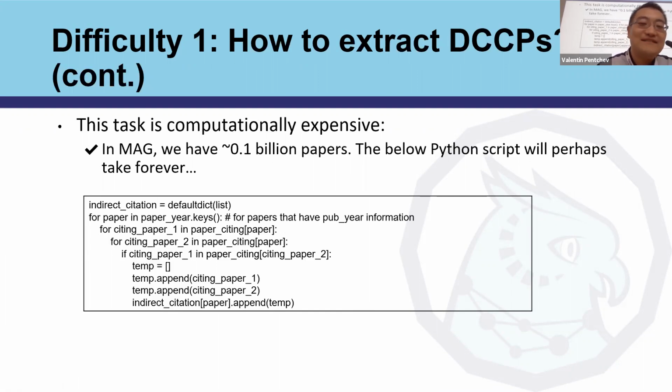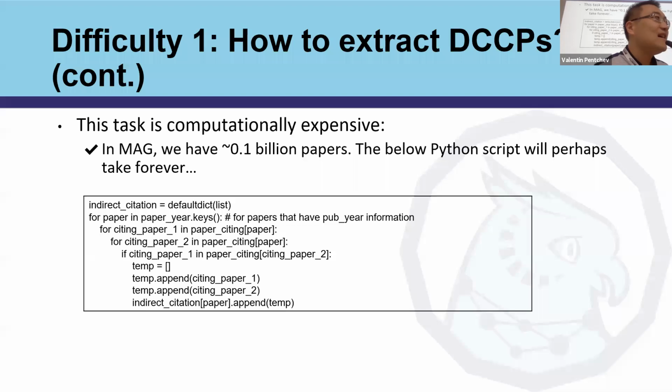Okay, let's look at this Python script. It's very simple. First, I define a defaultdict, which is a Python dictionary-like data structure, called indirect citation. The key of this dictionary is the ID of the focal publication. And the value of this dictionary contains a lot of Python lists. Each list contains an indirect citation relationship.